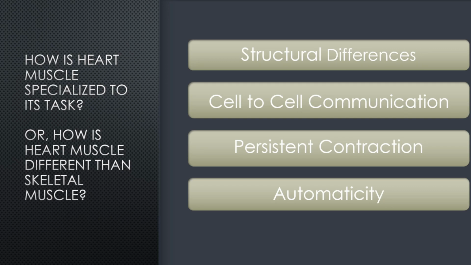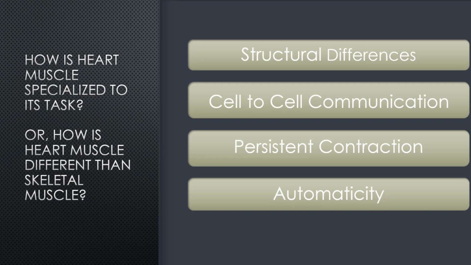Now, at one point in time, I feel like I was taught that all heart muscle cells had automaticity. This isn't true. It's actually only about 1% of cardiomyocytes that exhibit it. And those are the cells that are within the pacing system of the heart.